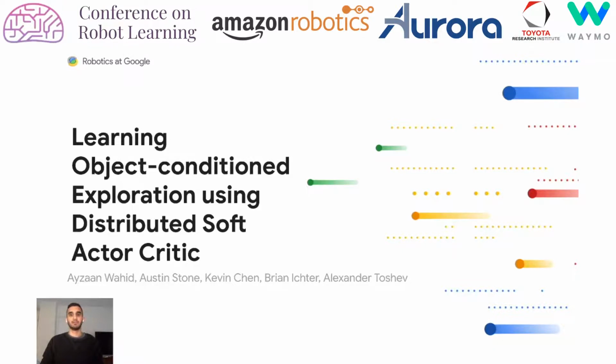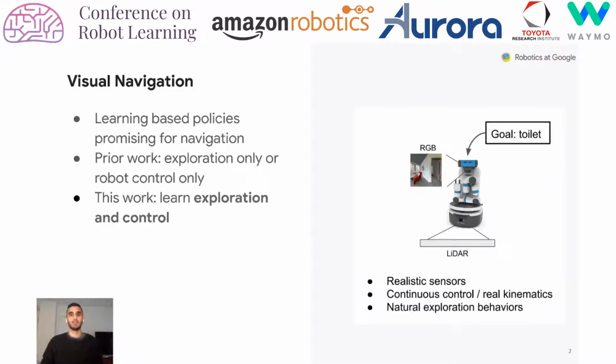We look at the problem of visual navigation, where a robot must take in visual inputs and navigate to a location in an environment. Learning-based policies have shown promising results for navigation. Prior work, however, has generally looked at recognition, exploration, or robot control components separately. In our work, we aim to learn both exploration and control by learning to navigate to a specified object, while also precisely controlling the robot to avoid obstacles. We aim to use realistic sensors and continuous control to learn natural exploration behaviors.